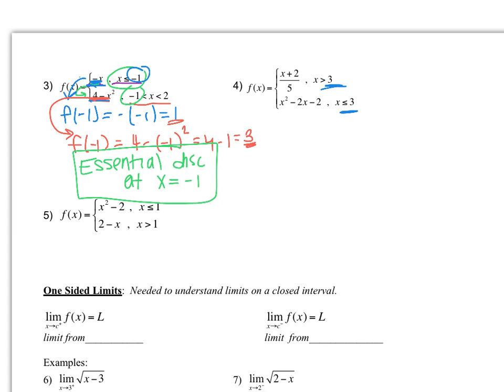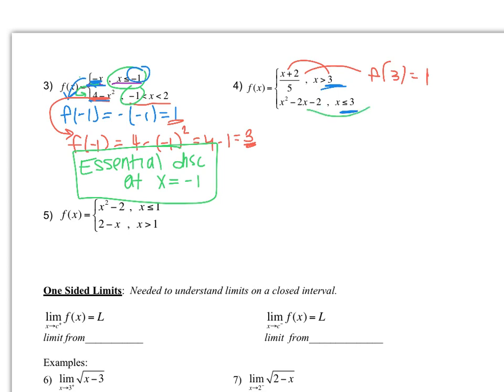So to figure out where that discontinuity would potentially be is to actually evaluate both pieces when x equals 3. So in this case, if I plug 3 into that first function, we would get f of 3 equals 3 plus 2 is 5 over 5, so we would get 1. So that would have a y value of 1.